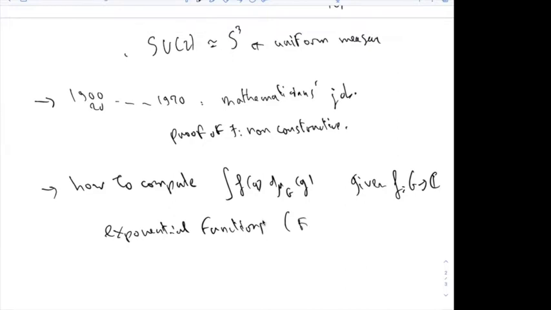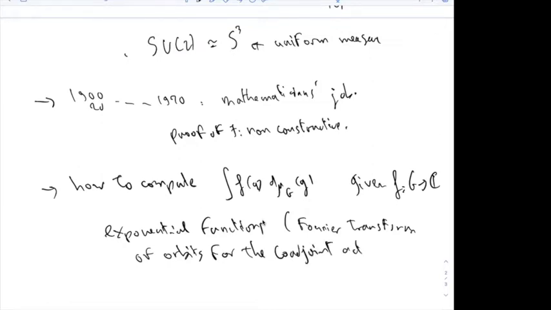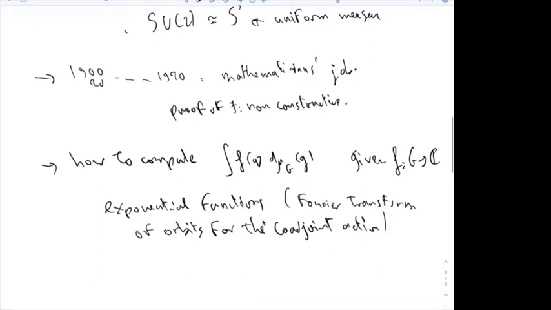the Fourier transform, or the Laplace transform actually, of orbits for the coadjoint action, and this was done by Harishchandra.